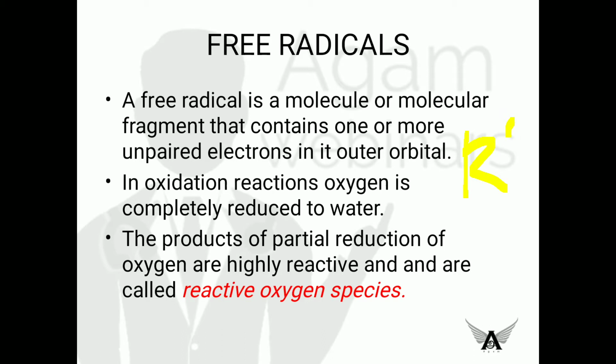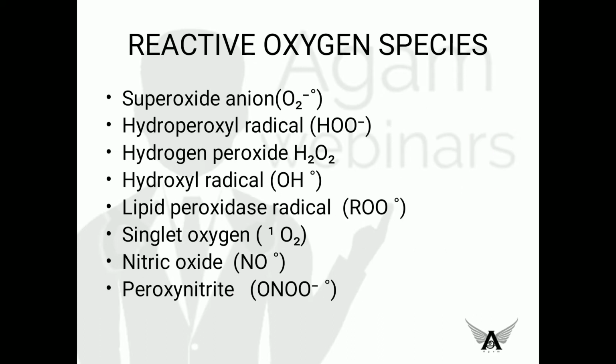Whenever oxygen undergoes complete reduction, it forms water. But whenever there is partial reduction of oxygen, the products formed are highly reactive and they are called reactive oxygen species. Okay. The reactive oxygen species, there are 8. First one is superoxide anion. It is represented as O2 minus then dot. Next is hydroperoxyl radical, hydrogen peroxide, hydroxyl radical, lipid peroxide radical, singlet oxygen, nitric oxide, and peroxynitrite.